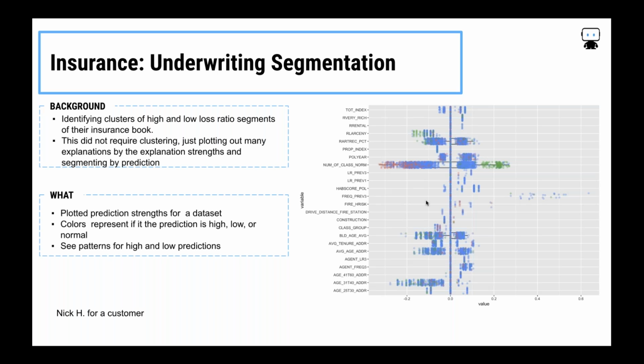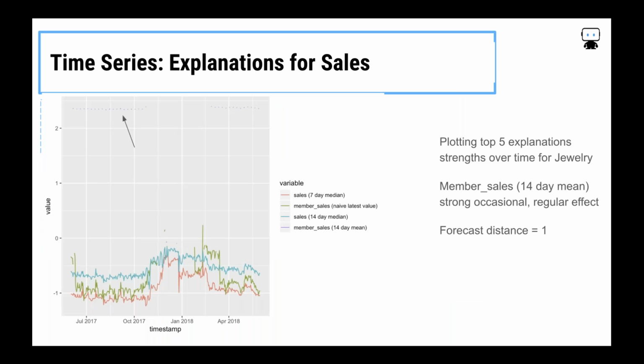So I grabbed this from Nick. This was one of his insurance customers had laid this out. They basically just took all the explanations that they had for many different customers and plotted them out. The color here refers to the prediction strength of it. And this allowed them to identify patterns in their predictions. You can see this is a bit of a preliminary for what we're going to talk about. I've played around with this and done the same for time series, for example.